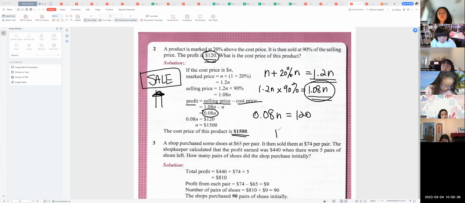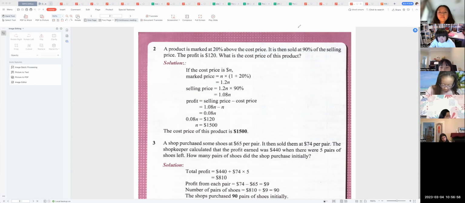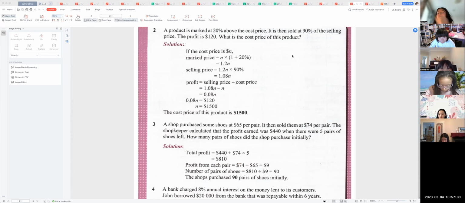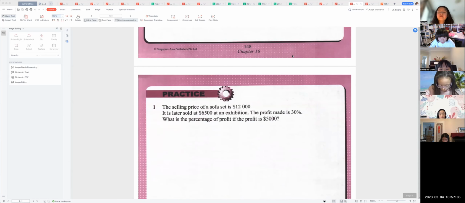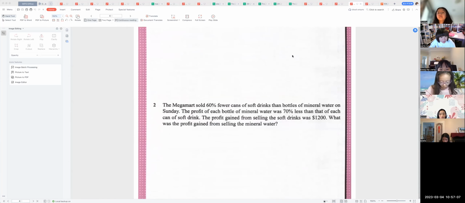But the question we want to find out n, we don't want 0.08 n. Now how to do this? So we just divide by 0.08, right? And the left side, we also need to divide by 0.08 in order to keep the equation still working. So 120 divided by 0.08 equals 1,500. Okay, I get it. Okay, very good. Okay, so let's take a look at number 2, okay?